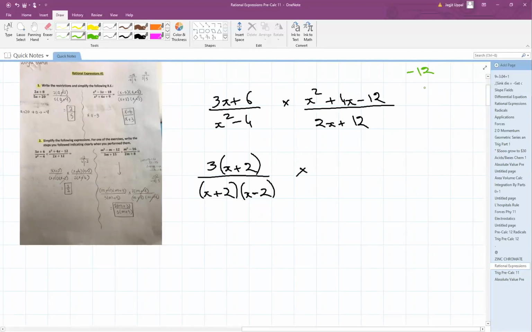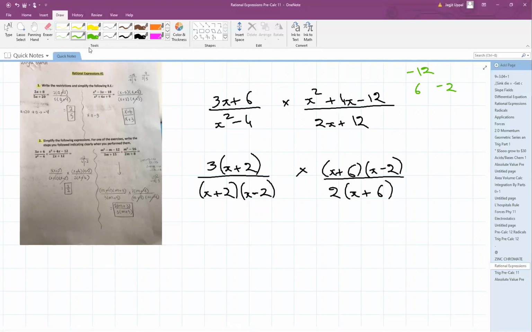From this, 1 times minus 12 is minus 12. You've got to find two numbers that multiply to give minus 12 and add to give 4, which is 6 and minus 2. So that is going to be (x plus 6) times (x minus 2). For the bottom, you're going to factor the 2 out and you get x plus 6.